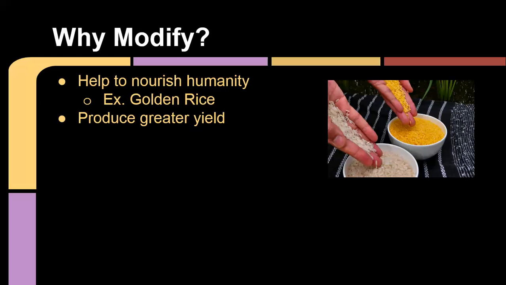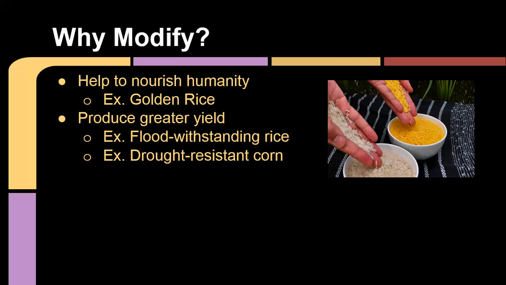Efforts are also being made to produce crops that have a greater yield. Flood-tolerant rice is one project that has helped farmers in South Asia not lose their rice during times of extreme rain. The drought-resistant corn spoken of earlier also fits this goal of producing greater yield.